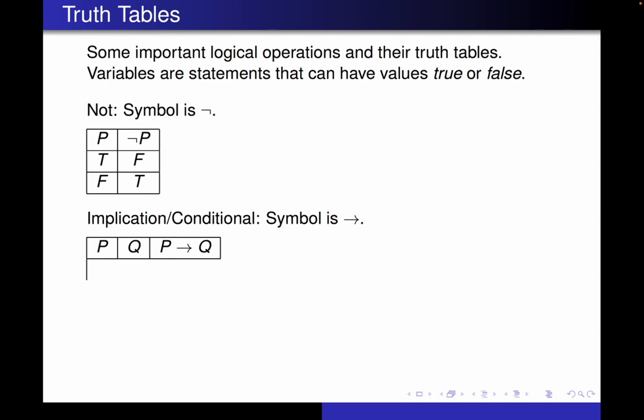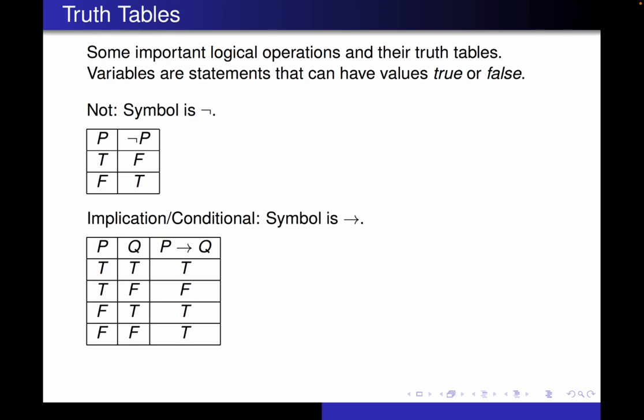The only time it is false, remember, is when P, the if part, is true, and Q, the then part, is false. So if they're both true, you get true for the implication. If P is true and Q is false, you get false for the implication. And if P is false, no matter what Q is, it's going to be true. So false implies true. Yeah, that's true. False implies false. Yeah, that's true as well.